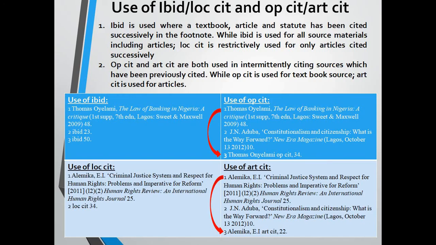So you look at this example, you see Oyelemi number 1 in the footnote, then you see Aduba number 2 in the footnote, and you want to cite Oyelemi again in number 3, you would have to use op cit. Thomas Oyelemi, op cit 34, the page number of that material you want to cite in the work. So that is the same with ad cit. You want to cite Alemika again in footnote 3 after the breach in footnote 2. You write Alemika, ad cit 22, that is for articles.